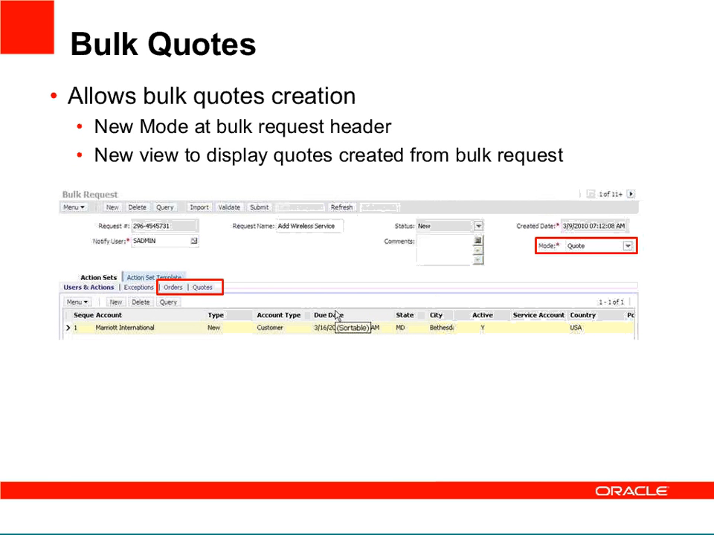Another major enhancement has been the support of creating quotes using bulk request. A new drop-down option to define the mode has been provided on the header applet, where the mode can be either order or quote depending on the requirement. New view also has been added to display quotes that are created from the bulk request.